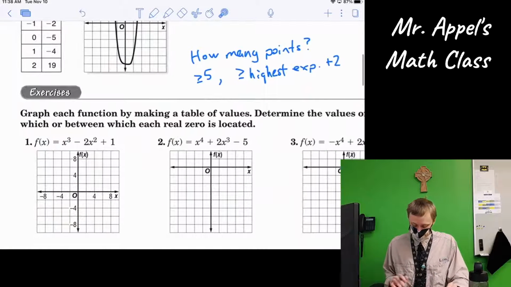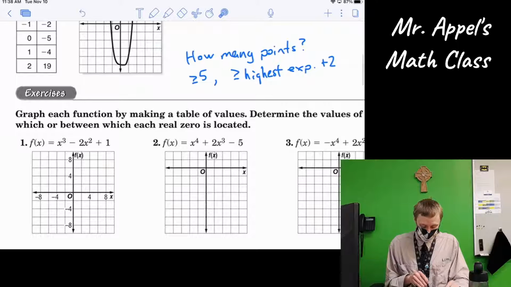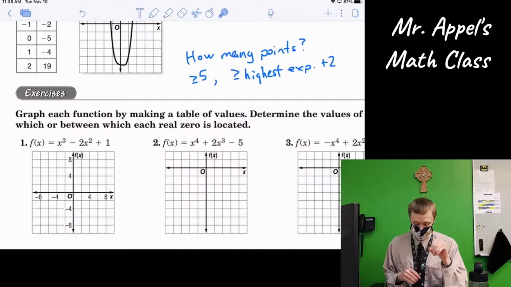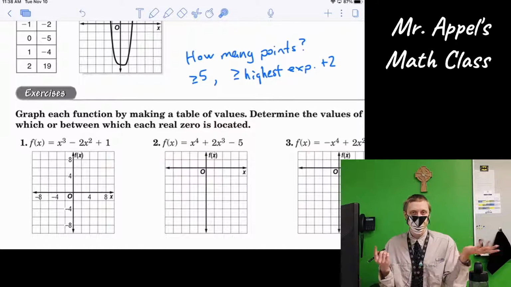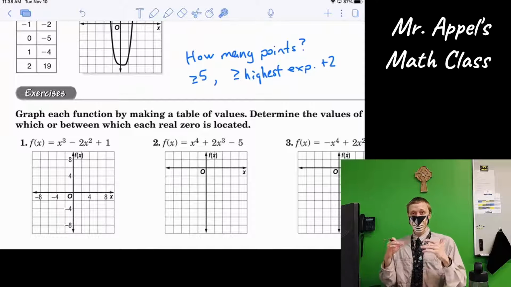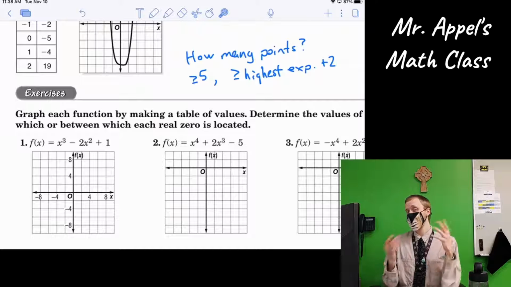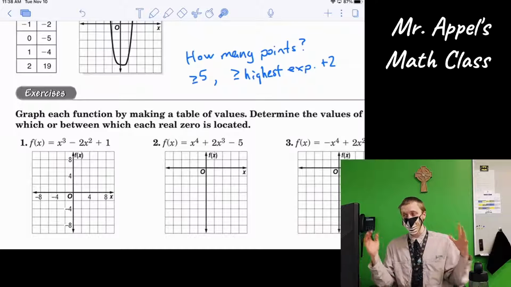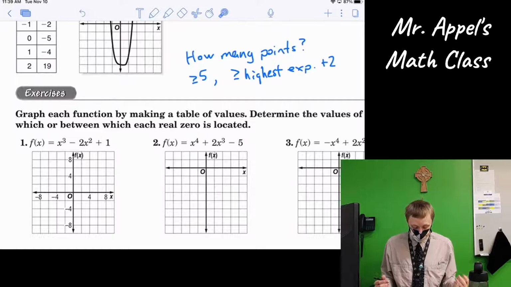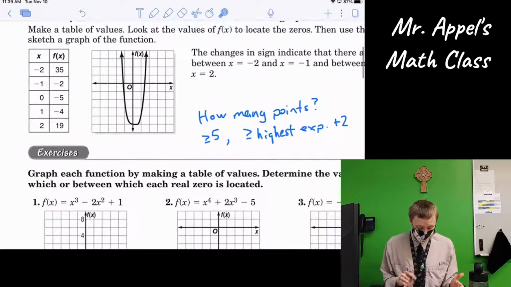So just for comparison's sake, exercise number 1 has a cubic, so get at least 5 points from your table. Number 2 is a 4th power, so get at least 6 points on your table. Reasonable? And that way you'll be sure, or hopefully sure enough, to get all of the bends included. Okay? Now, how do you narrow down what range of values to use?